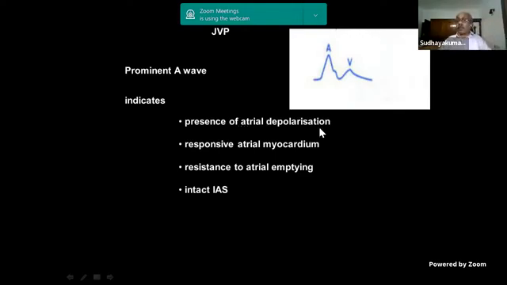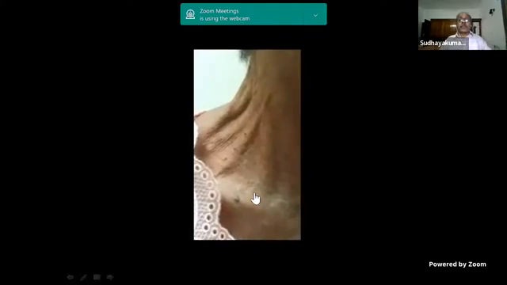There is an atrial depolarization, P wave. The atrial myocardium is okay. There is a resistance to atrial emptying, and the intra-atrial septum is intact. There is no non-restrictive ASD. Large ASD is not there. Okay, so you can see that. Can you see that prominent wave?